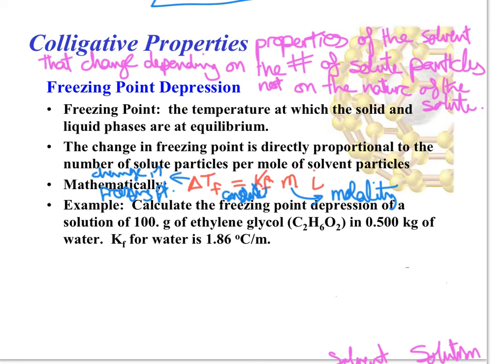So let's say it's 20 Fahrenheit outside, and so that's way below the freezing point of water. Water will freeze at 32 Fahrenheit. So if they put enough salt on there, they can depress the freezing point so that it's not frozen at 20 Fahrenheit. It's frozen at a lower temperature.